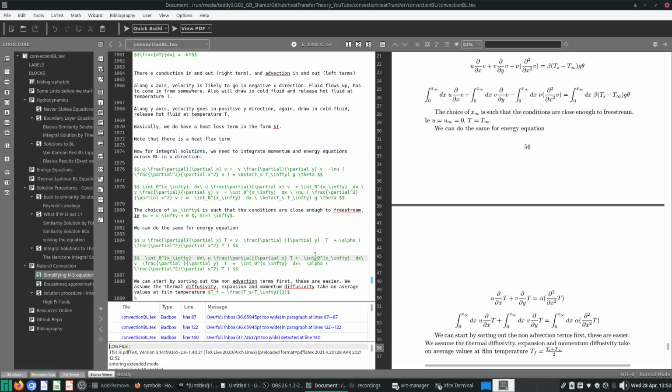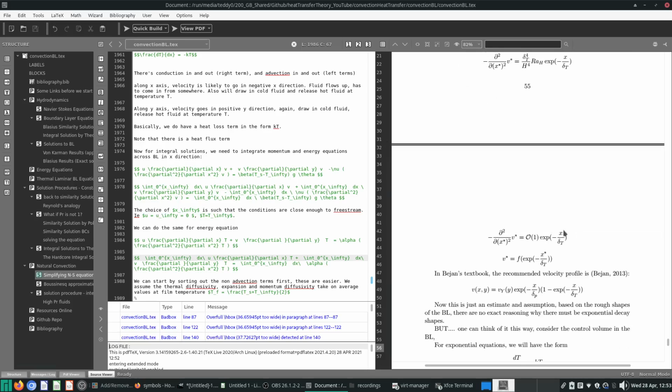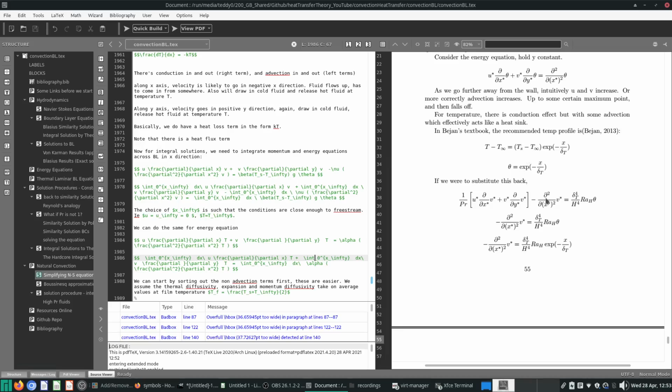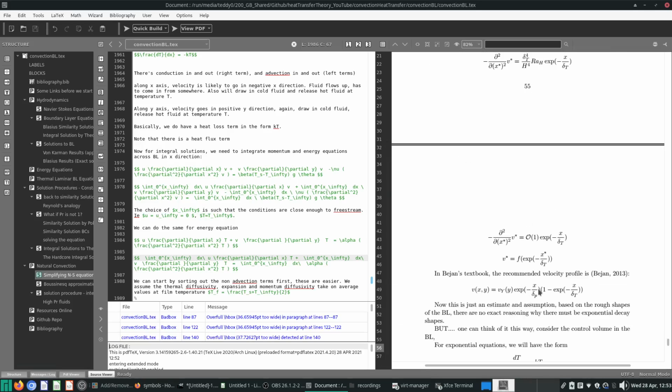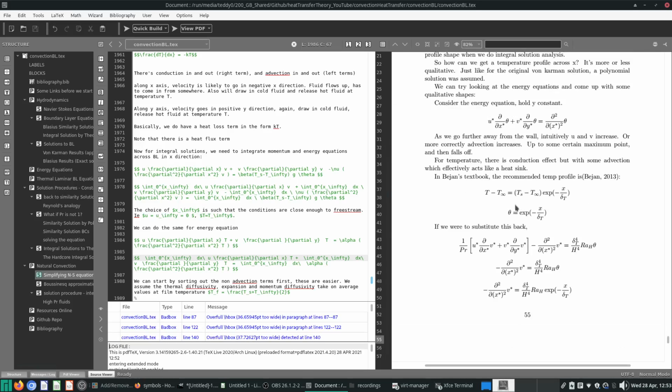Hello, welcome back. Last video we spent some time trying to guess what our temperature and velocity profiles are. In Bejan's textbook they just put these exponential curves here, one based on the momentum boundary layer thickness, and the other based on the thermal boundary layer thickness. The velocity is based on both of these boundary layer thicknesses, whereas the temperature profile is based on the thermal boundary layer thickness, and of course x.